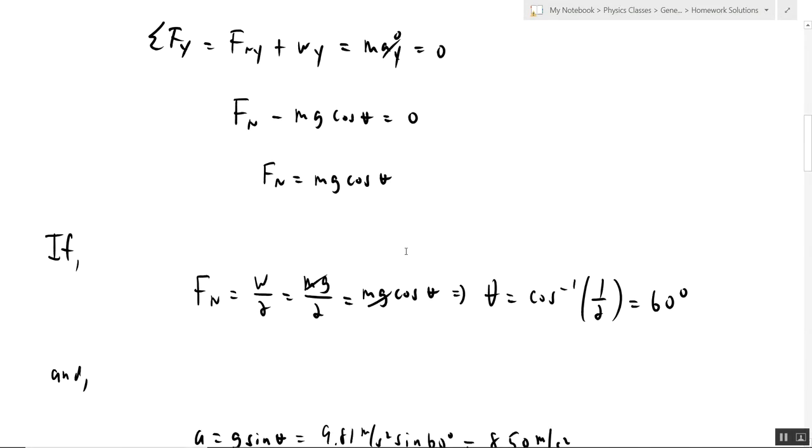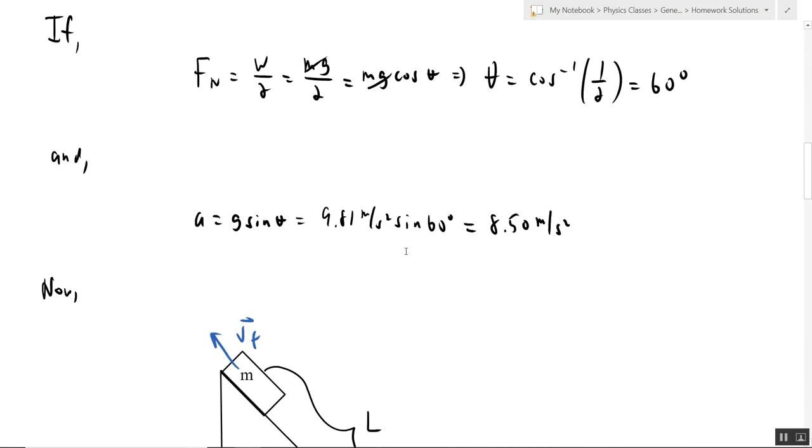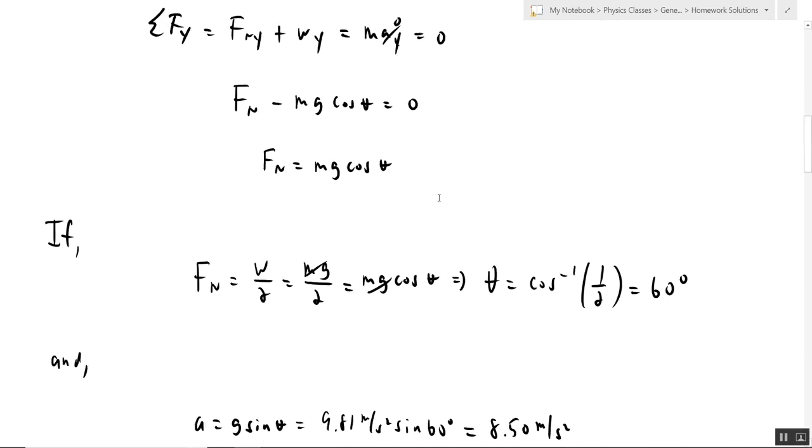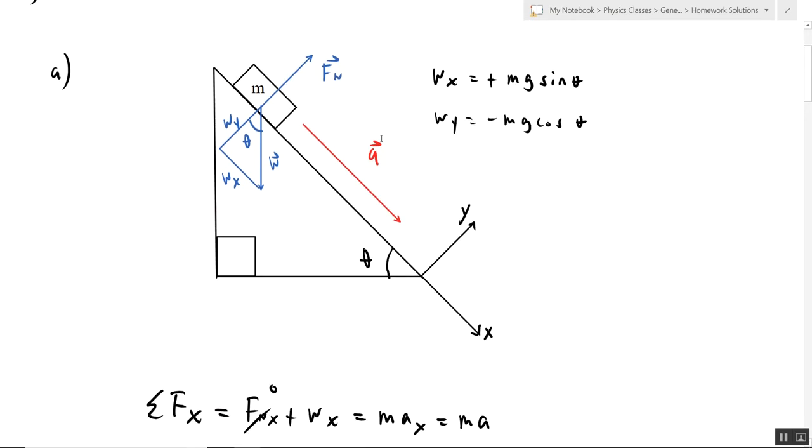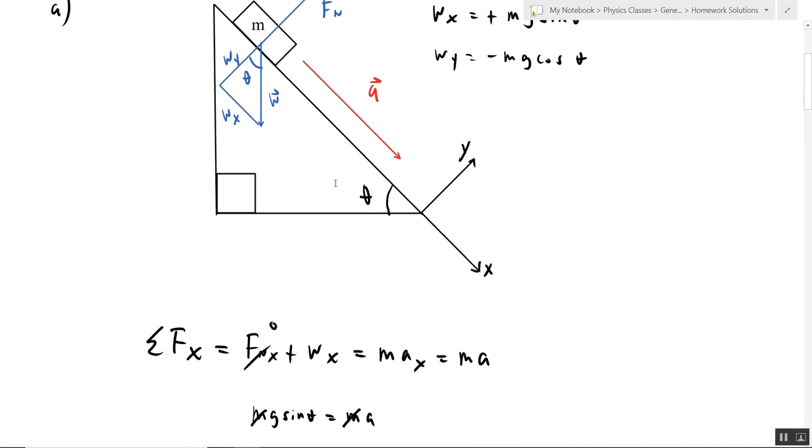Oh yeah, that's right, I forgot this problem. You're given the normal force, and you want to find what the acceleration is. So the normal force is in the y direction, positive y. The y component of the weight is negative y.